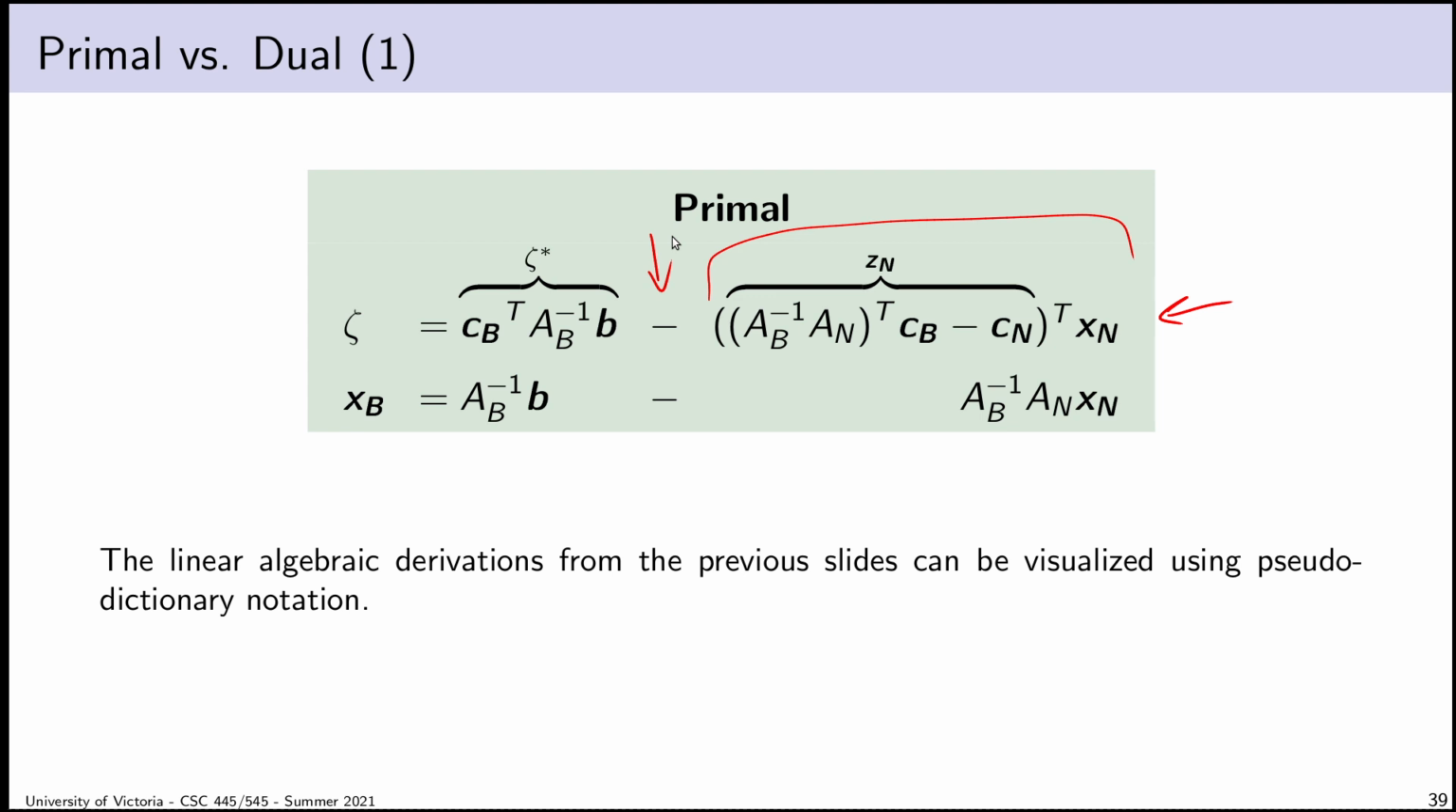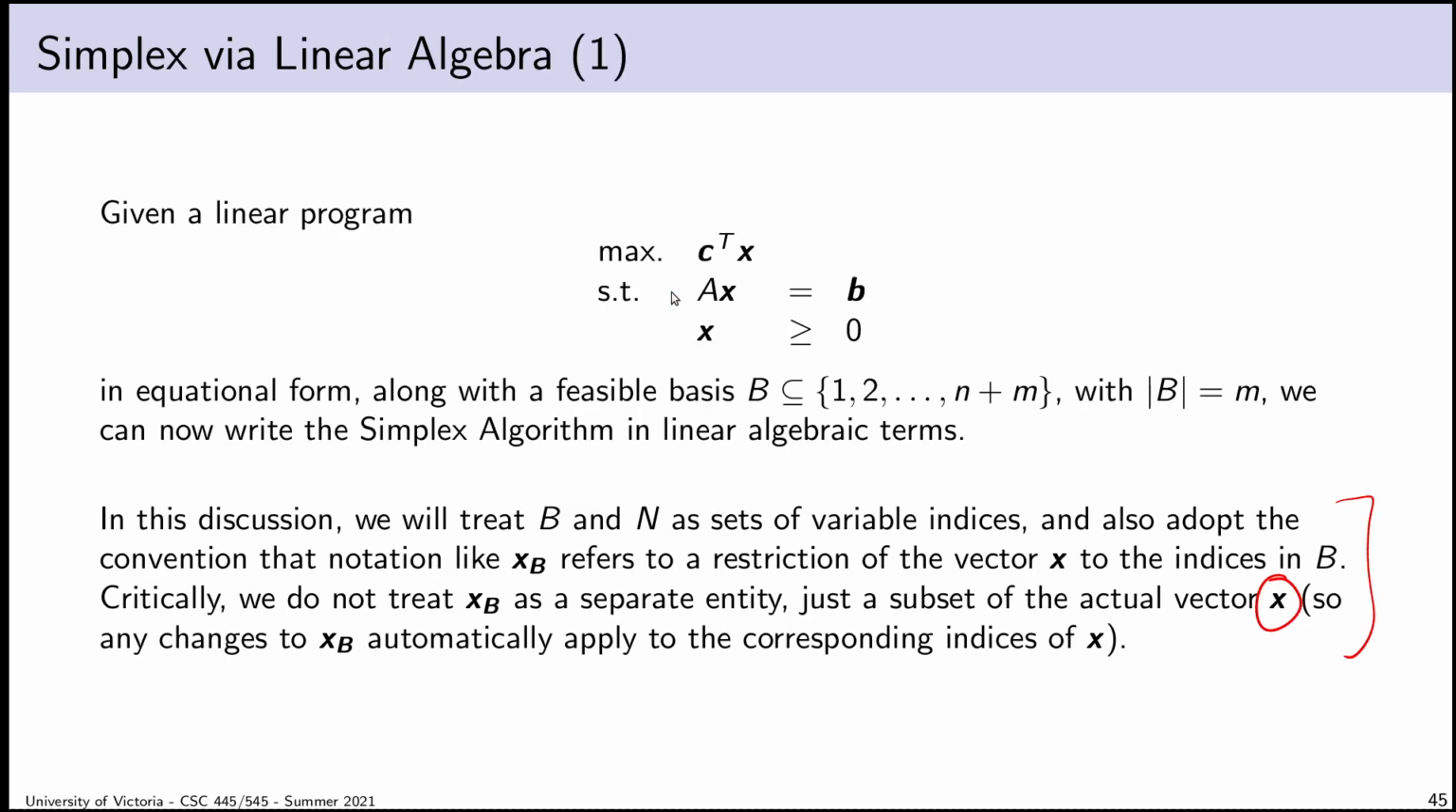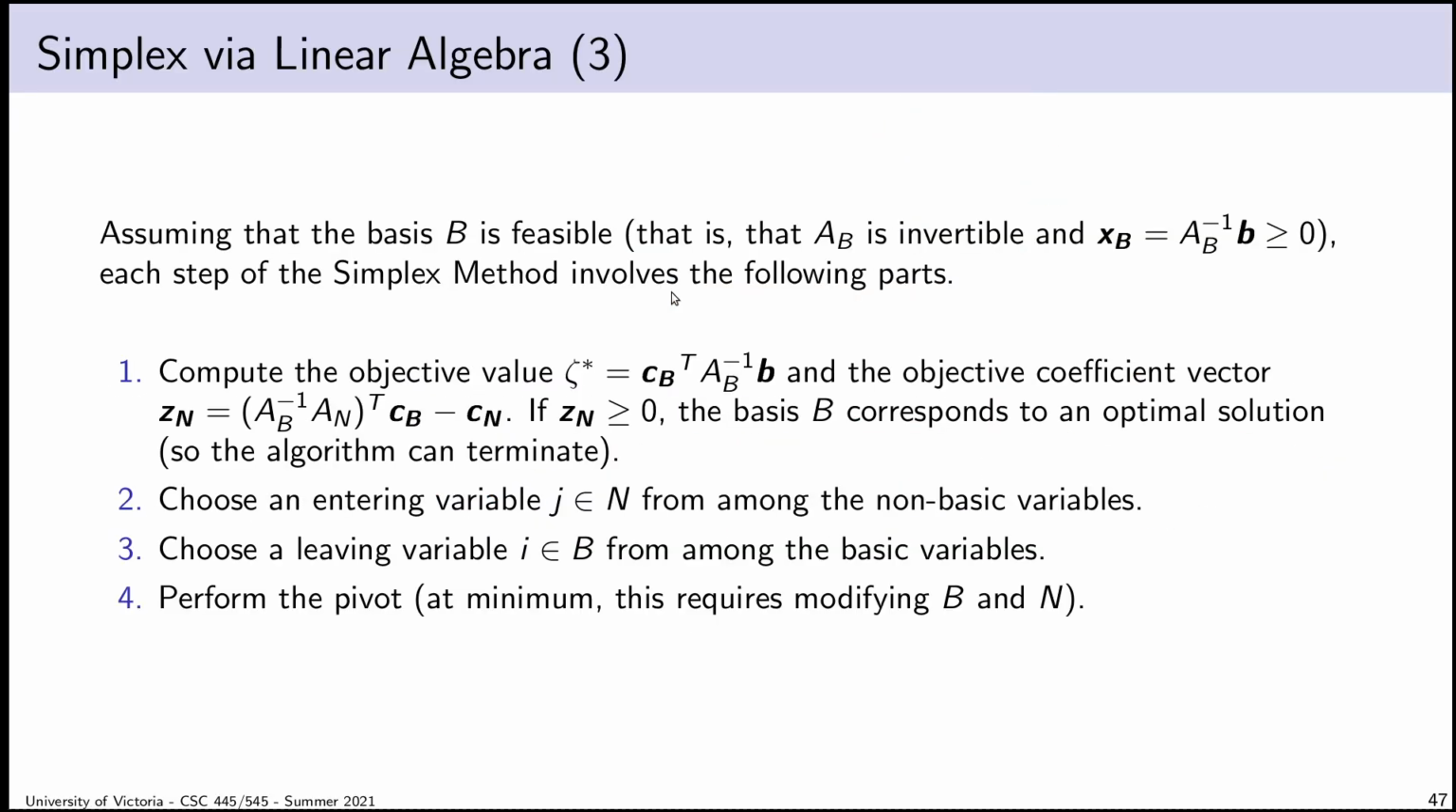Normally, to find an entering variable in a dictionary, we look for something whose objective coefficient is positive. But that means in this representation, we're going to be looking for a non-basic variable whose coefficient in z_N is negative, because we have this sign flip here. So just be aware of that. And I'll talk more about that in a minute, so the slides will also come back to that.